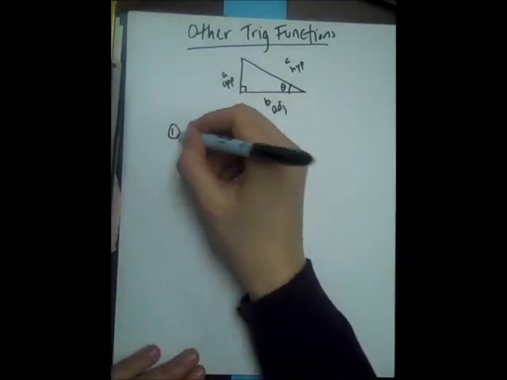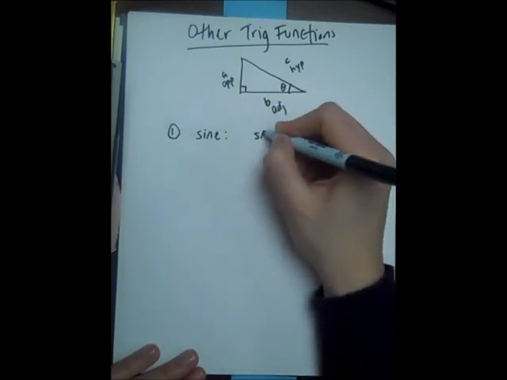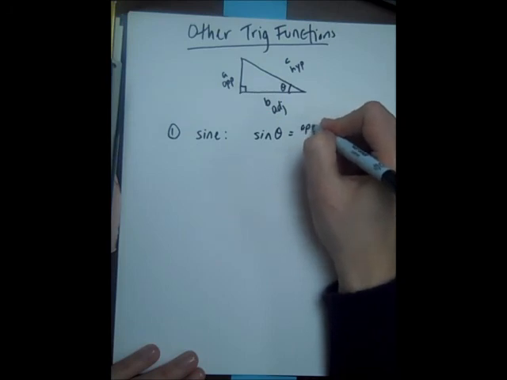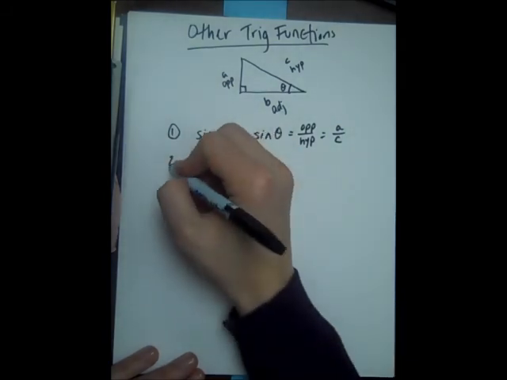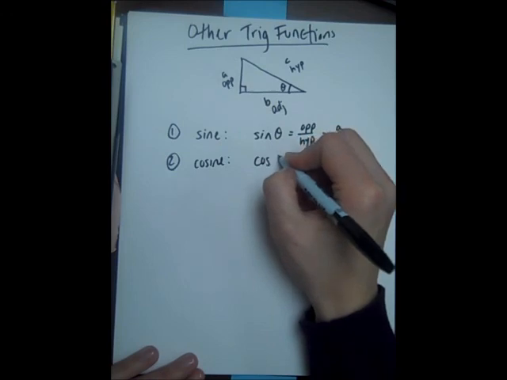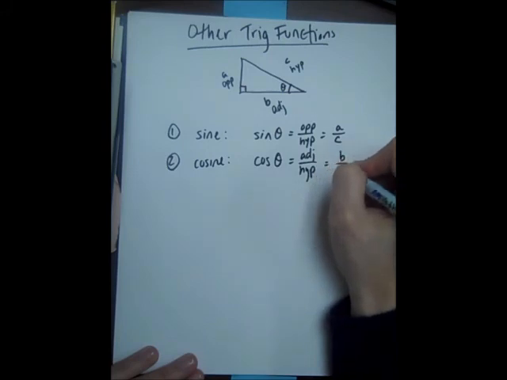So the trig functions that we know are sine. So we know that sine of an angle is opposite over hypotenuse, in this case A over C. So we've done that one. We've also done cosine. So we know that cosine of an angle is adjacent over hypotenuse, in this case B over C.